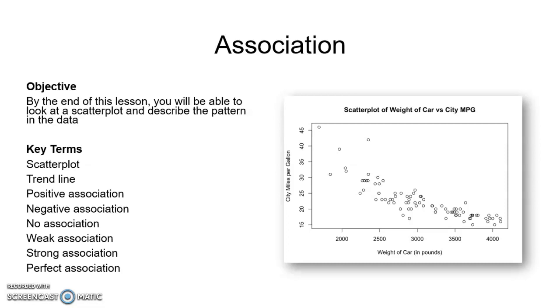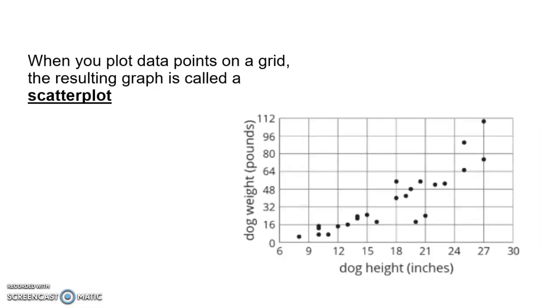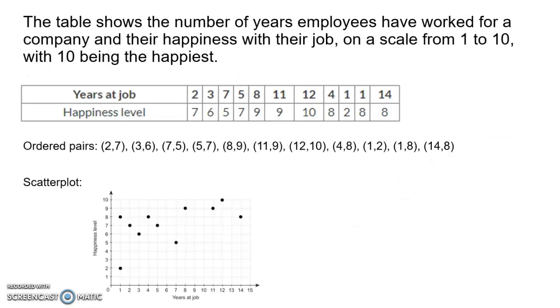So in this video, we're going to talk about associations, which will enable you to look at a scatter plot and describe the pattern in the data. When you plot data points on a grid, the resulting graph is called a scatter plot. This scatter plot shows you the relationship between dog height and dog weight.